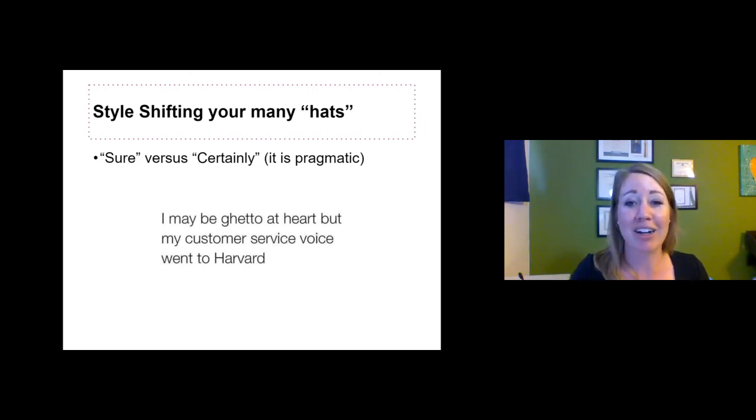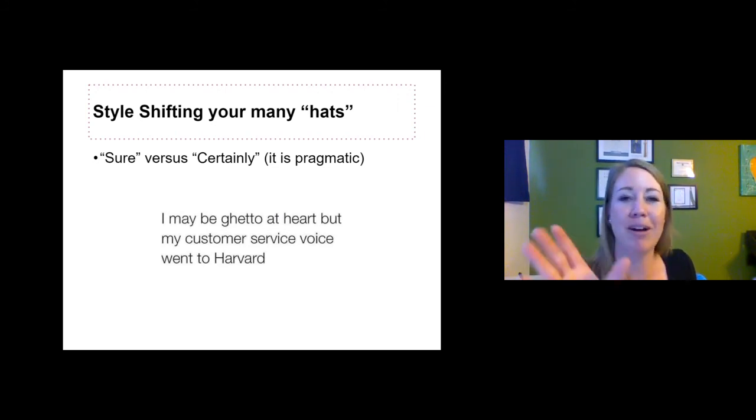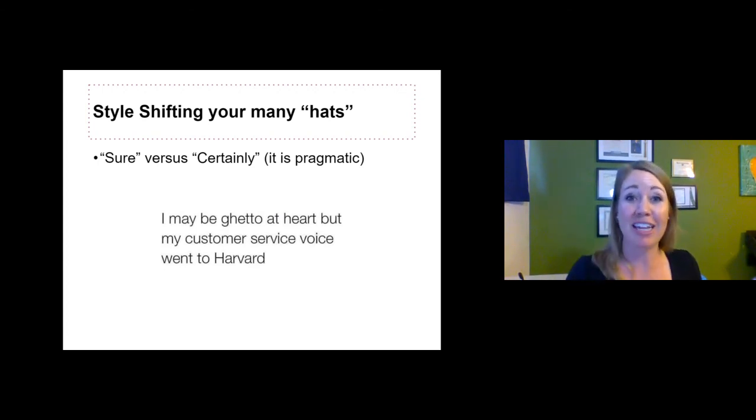But this one student right here, the sure versus certainly, she worked at Chick-fil-A, and they literally train you as an employee there on what things you should say and what things you shouldn't say. So if a customer says, can I have some more ice cream? You say certainly and not sure. I said that wrong at first. Don't say sure. So I would love to ask you, and I want you to think about it, what is the difference between saying certainly and saying sure?